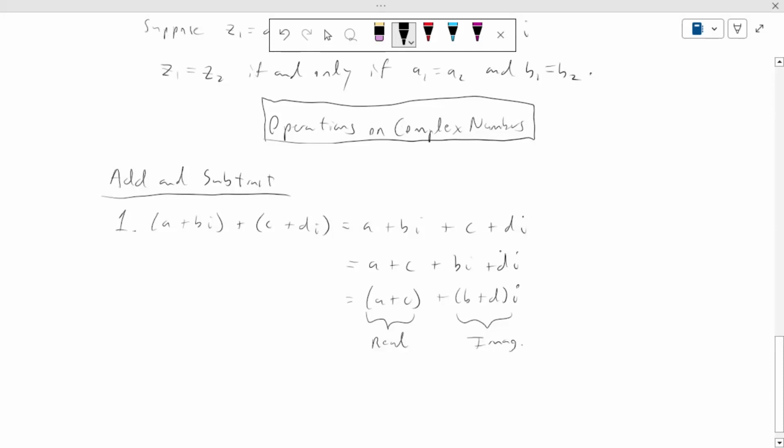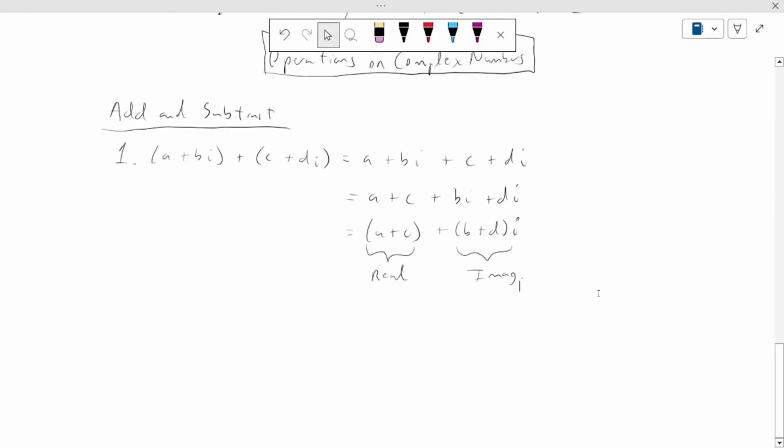Fair enough. So there we have it. That's how you add two complex numbers together, right? You just add their real parts together, and then you add their imaginary parts together, and that's your new complex number, the sum of those complex numbers. Okay. Any questions on that? Okay. And now before we do an example, I'll just show you the subtraction.